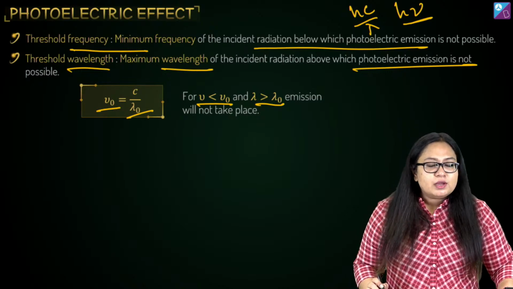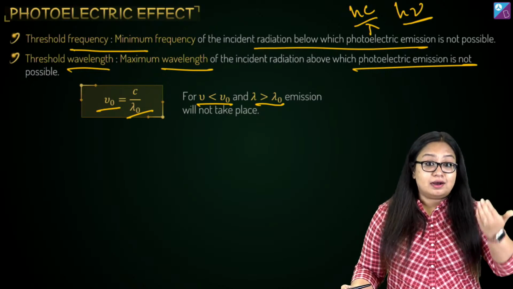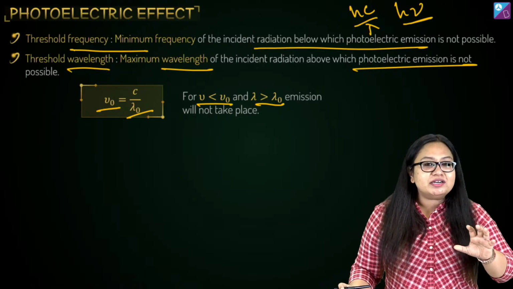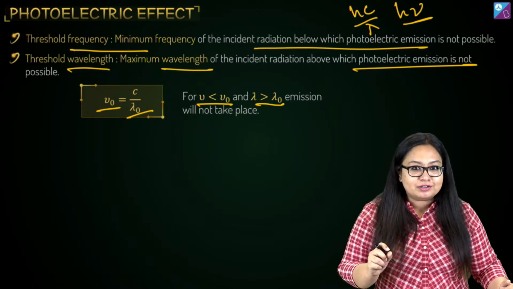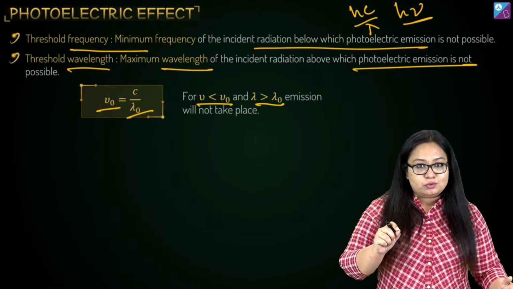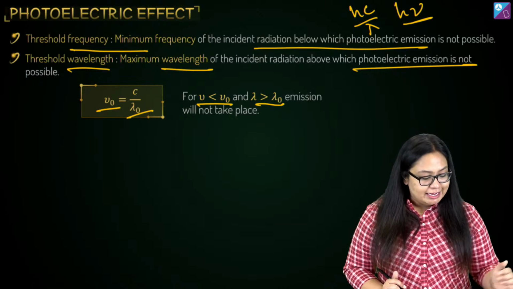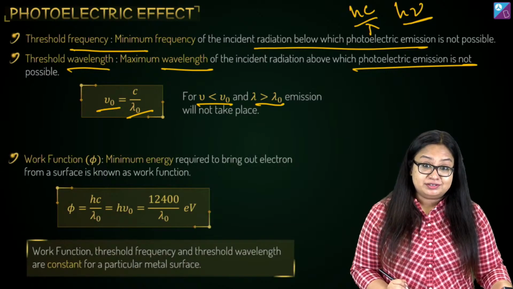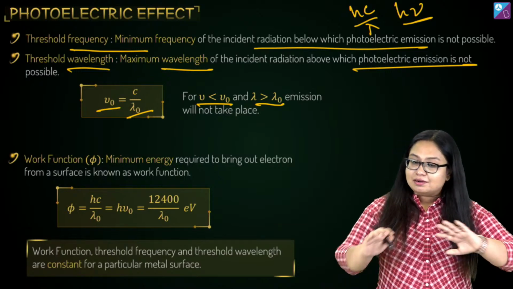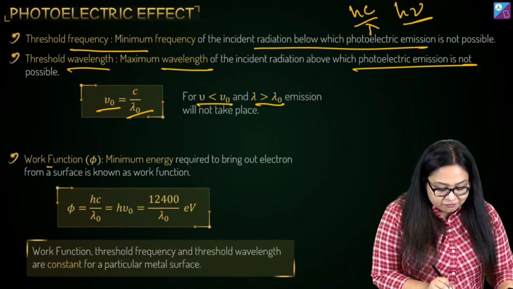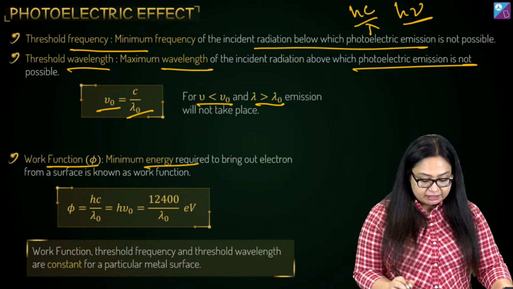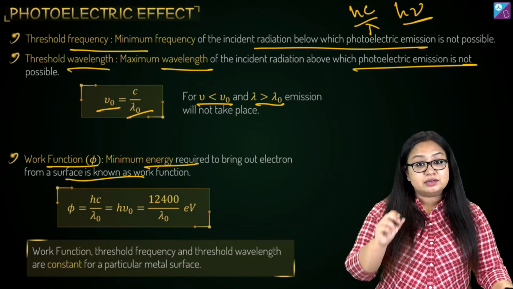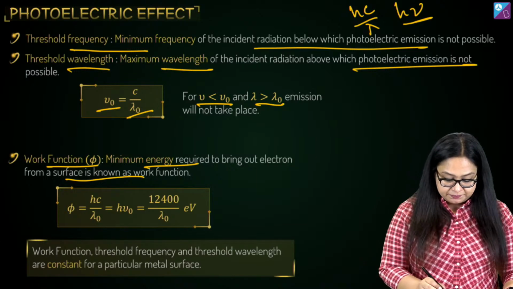What else then? We have defined the minimum frequency and maximum wavelength, the threshold frequency and wavelength corresponding to the minimum energy of a photon. Let's give that a name as well. Instead of calling it threshold energy, we call it the work function. So it has got a different name, but understanding is the same. Work function is the minimum energy required to bring out an electron from a surface, a metal surface.